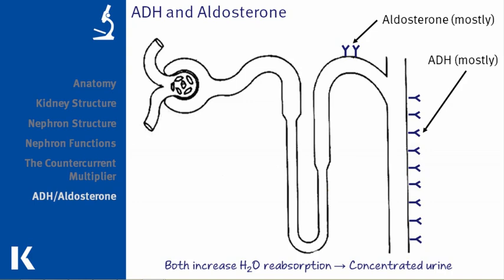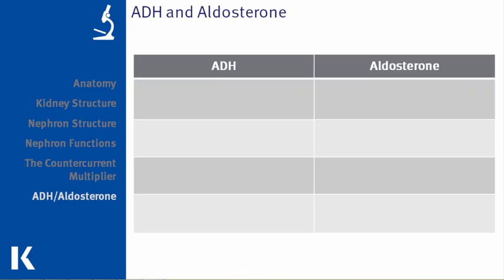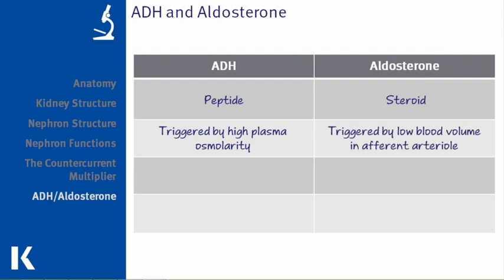Now let's compare specifically how ADH and aldosterone are different. This is going to be important for the MCAT. They love to test the distinction between these two. First, we've got ADH, which is a peptide hormone, and aldosterone is a steroid. Triggered by high plasma osmolarity for ADH, we're going to absorb water. Aldosterone, triggered by low blood volume, this means we're going to absorb salt as well as water.